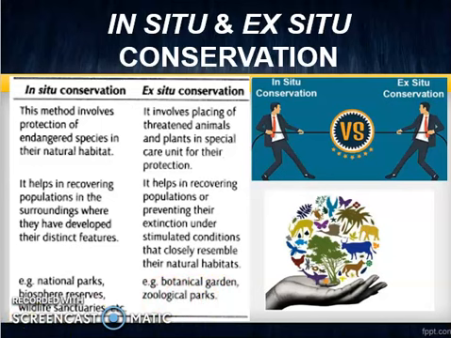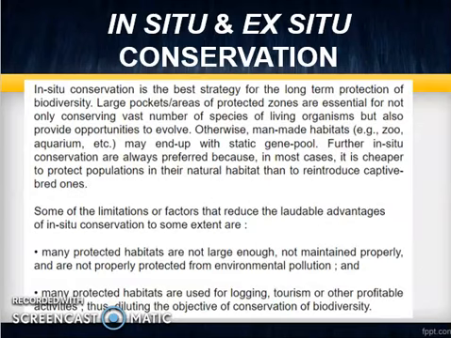Okay, students, let's discuss another piece of information related to this conservation method in our next slide. This one we want to discuss in terms of the advantage of using in situ conservation in this world. In situ conservation is the best strategy we can use to protect our endangered animals or plants which are at the level of extinction. In situ conservation is the best strategy for the long-term protection of biodiversity.